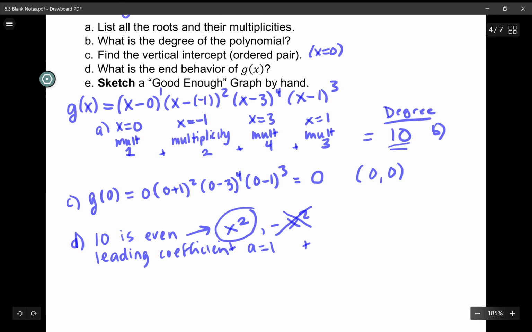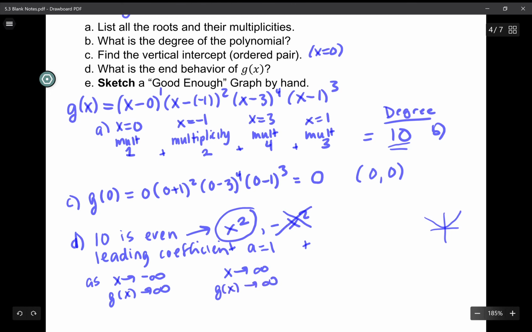Remember what x squared looks like? So this guy's going to go to, as x goes to minus infinity, g of x is going to go to infinity. And as x goes to positive infinity, g of x is going to go to infinity.